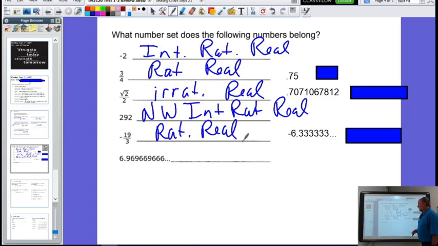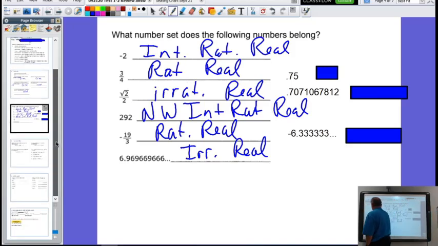Now the next one. 6.969669666. Is there a consistent pattern of repetition? No, there's a pattern, but there's not a pattern of repetition. So this one is irrational and real. Okay, so there's your number sets.